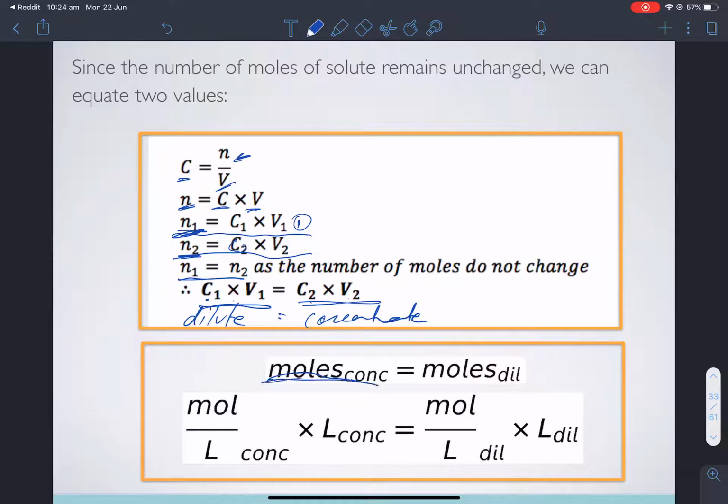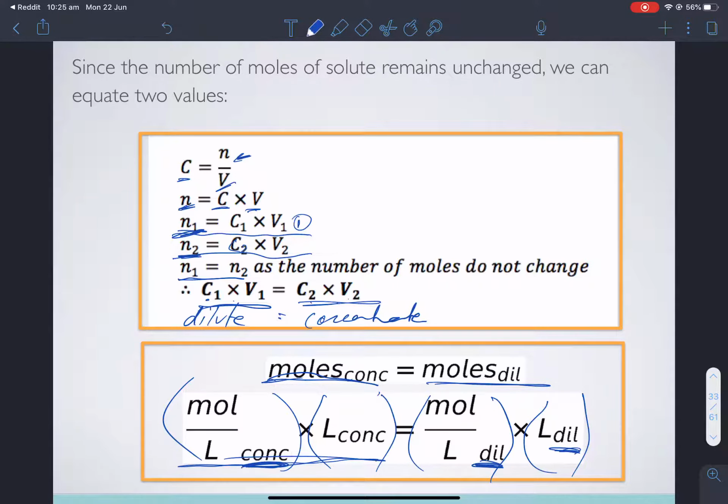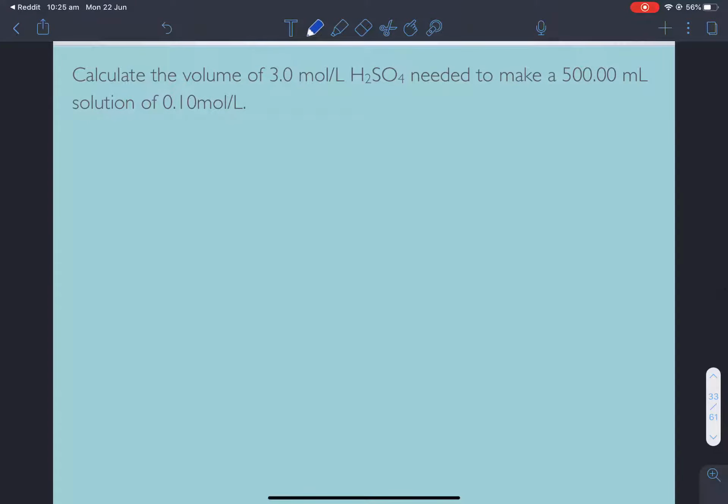The moles in the concentrated equals the moles in the diluted. So therefore I can pull out these two. The moles per liter of the concentrated, times the volume of the concentrated, equals the concentration of the diluted times the volume of the diluted. We're going to use those equations and we're going to do some examples. Calculate the volume of this concentration of sulfuric acid needed to make this volume of this concentration.